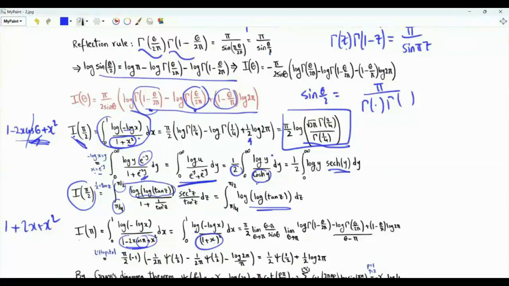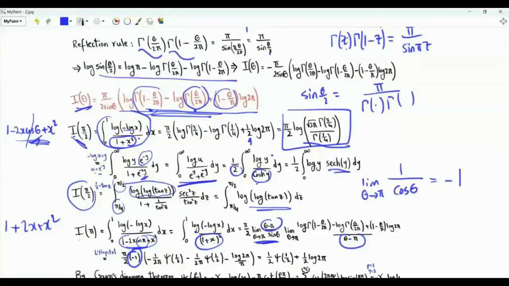Rather than doing things from scratch, we can just rely on the fact that I of theta is continuous in theta. We can obtain the value of I of pi by taking the limit of this expression here as theta tends to pi. Multiply and divide by theta minus pi. What is this limit here? If theta is pi, we have 0 over 0. Let's apply L'Hopital. When we apply L'Hopital, we get 1 in the numerator and cosine theta in the denominator. So this is equal to minus 1.